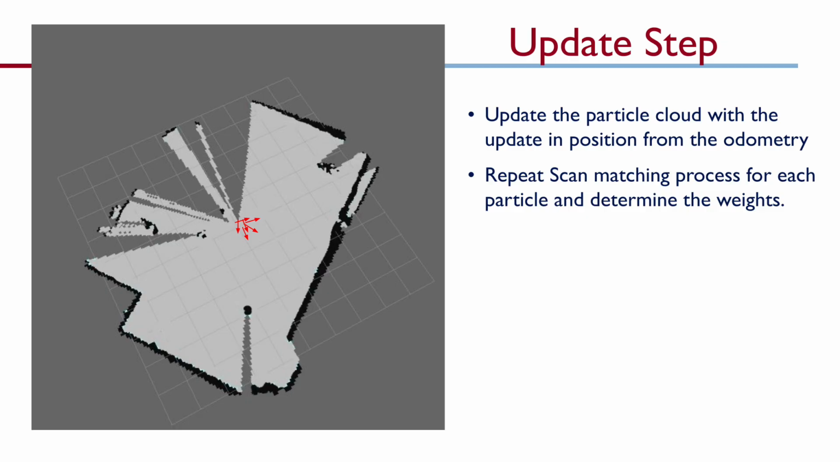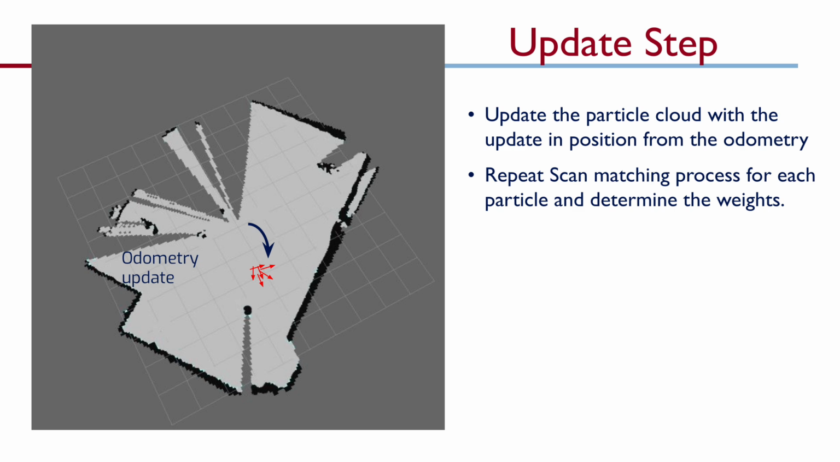Now we repeat the same procedure every time we receive a new sensor update. First, we propagate each particle using the motion reported by odometry. In other words, we shift all particles forward according to how far the robot moved, and we rotate them according to the change in heading. This gives us a new set of predicted particle poses, which will be evaluated with the next scan.